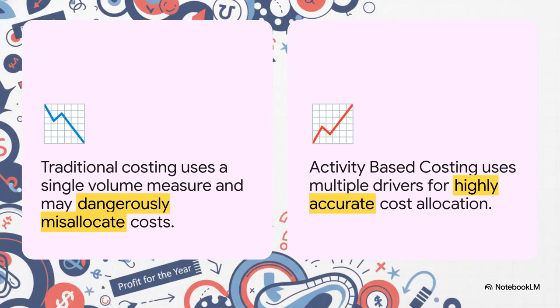Let's put traditional costing and activity-based costing side by side. Traditional costing assigns overheads using a single volume measure, like labor hours, right? Well, that can dangerously over or undercost complex products. ABC, on the other hand, is so much smarter. It assigns overheads using multiple, highly accurate cost drivers, like the actual number of setups or inspections. It tells you exactly what activities are driving your costs.